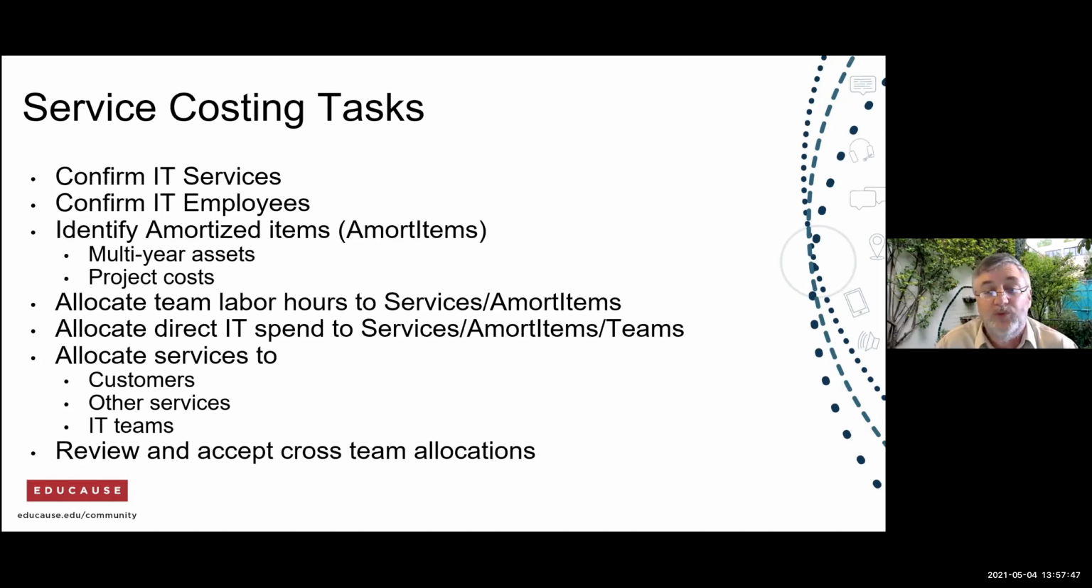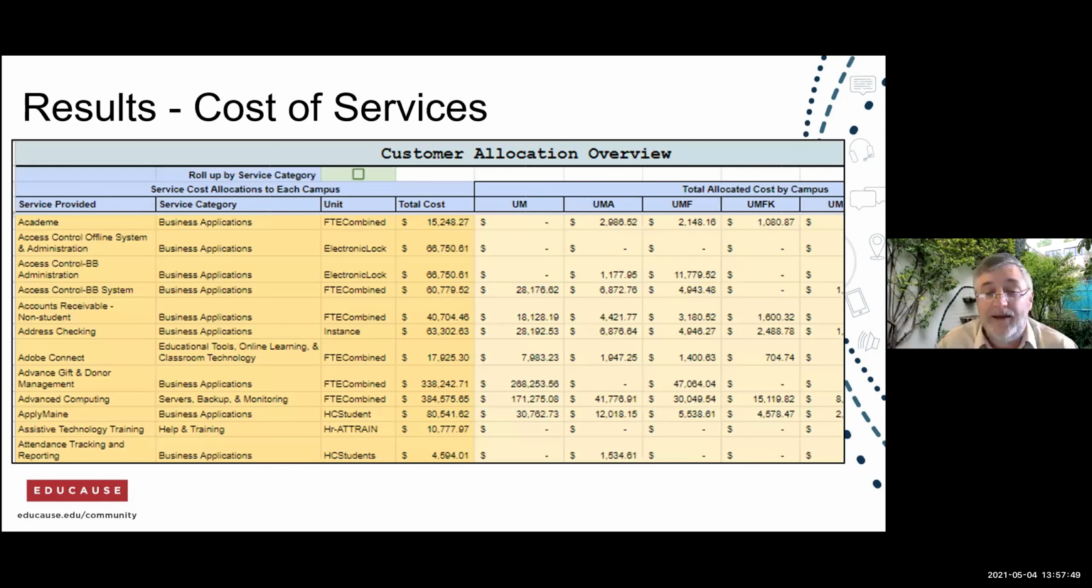Voila. What do we get? We get a listing of IT services with their category, total cost, and each customer's share. In our case, each customer is a campus, but it could just as easily be a breakdown of departments within a campus. We also have the ability in the model to do both, to have a major customer and then break that out into smaller customer groups.